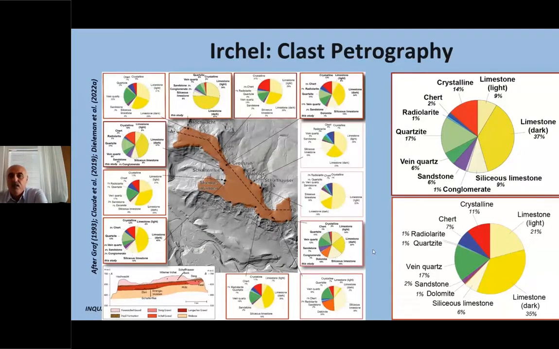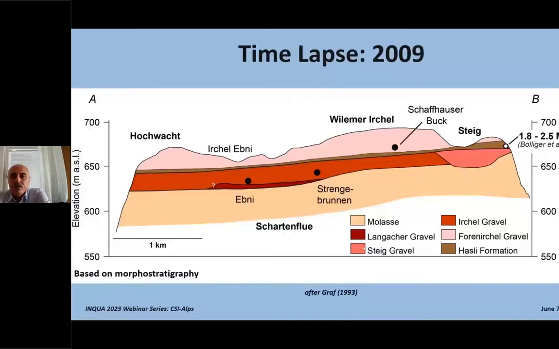Based on these, in 1993, Hans-Rudi Graf suggested this morphostratigraphy for the oldest, the highest Deckenschotter cover gravel deposits. And this, I call it time lapse. This is what we knew in 2009.